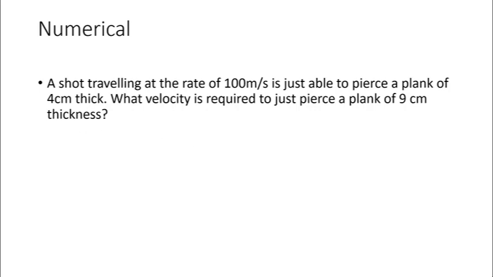So we have here V1, the first velocity given, 100 meter per second. The thickness S1 you can take, it is 4 centimeters, so I'll convert it into 4 into 10 raised to minus 2 meter. Then it has to pierce S2, which is 9 centimeters, that is 9 into 10 raised to minus 2 meters. You have to find out at which velocity it should be coming so that it can pierce a 9 centimeter plank.